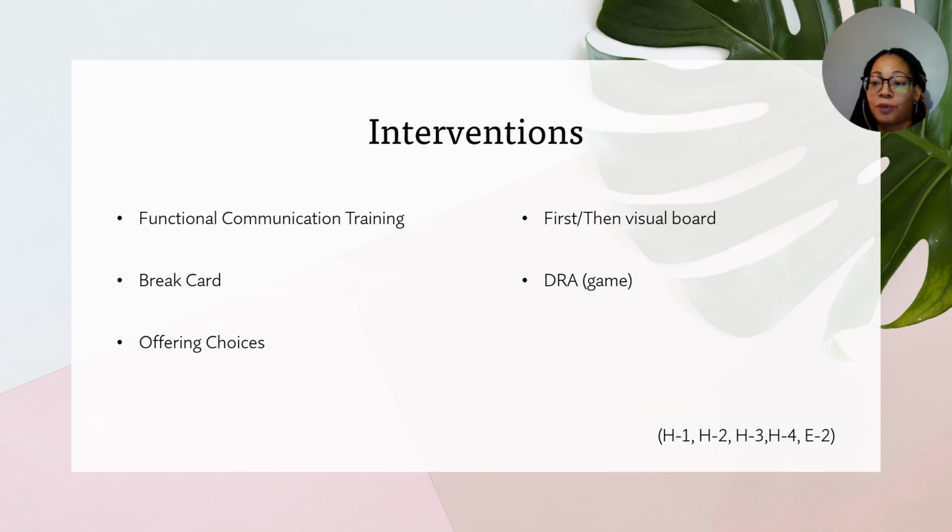Using the first-then visual board will be displayed to indicate the next activity. It's an antecedent intervention that will help decrease the onset of the behavior. Displaying a first-then poster will offer a visual schedule for the patient to see what activity he will be completing next. Instead of engaging in noncompliance, the patient will inform the therapist what it is that he wants and needs, and will accept that he will have to follow directions first to receive the desired item.